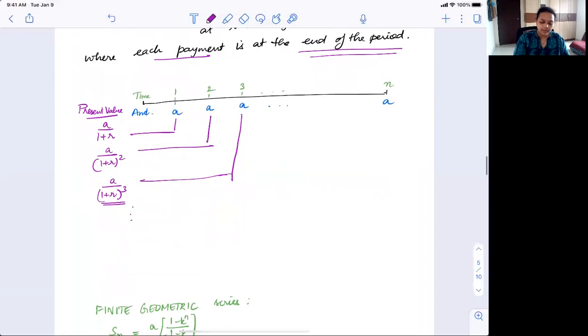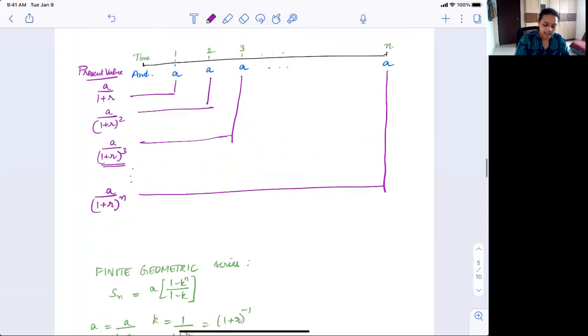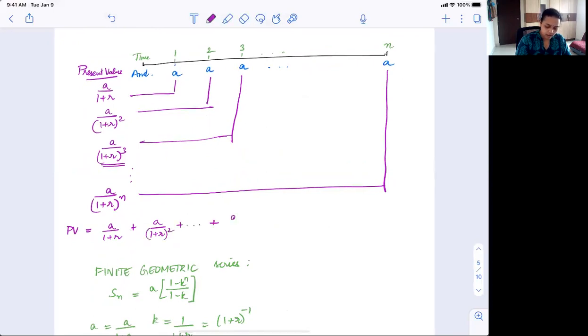And if we keep going on, for the last period, n, I should invest A by (1 plus r) to the power n today. Now, the total present value of this annuity is given by this expression. A by (1 plus r), plus A by (1 plus r) squared, and you keep going on until A by (1 plus r) to the power n. Well, this is the total present value of the annuity.